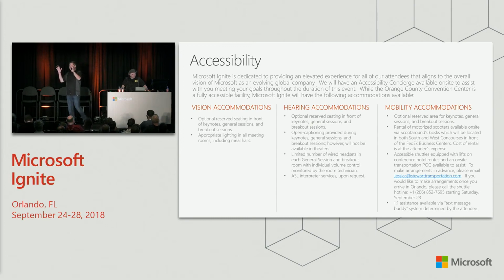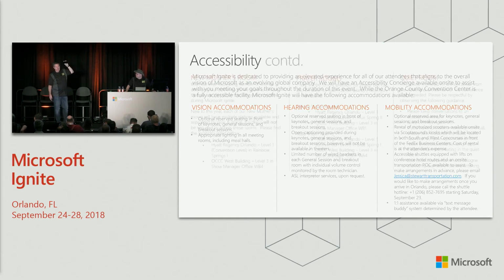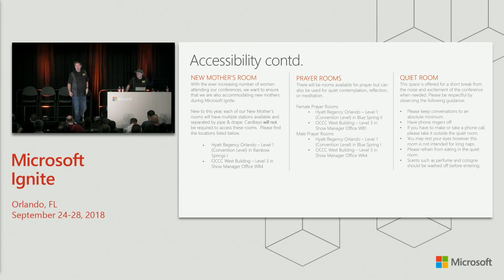I'm going to rip through a couple of slides because I want to get to your questions. So accessibility, whether it's vision or hearing or mobility, we've got you. On your app, you can get the captions from any session, including this one. If you need it, it's available through the application. With the number of women attending our conference, if you're a new mom, we've got a new mom's room. That's new this year. Card keys are not required to access them. They are located in the Hyatt Regency on level 1, in the Rainbow Springs room, and also here in the West Building, level 3, there's a show management office, WB4.